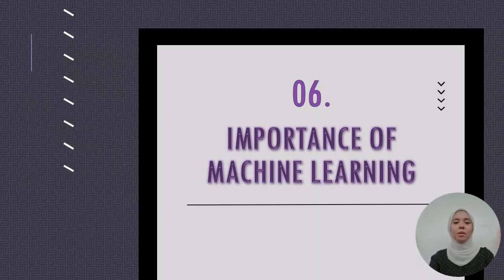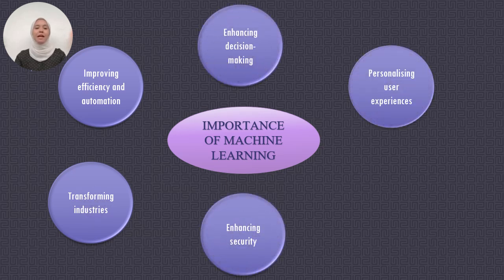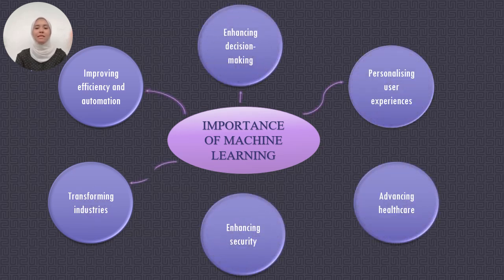Now we're moving into the importance of machine learning. There are 3 importance of machine learning. The first one is enhancing decision making. The second one is personalizing user experiences. The third one is advancing healthcare, and then enhancing security, transforming industries, and improving efficiency and automation.